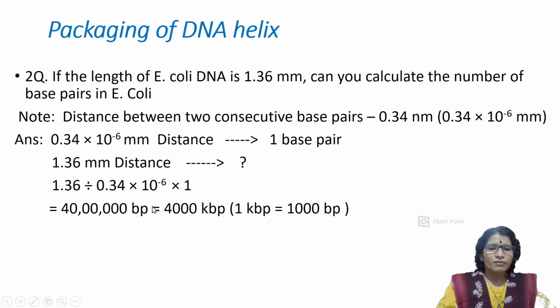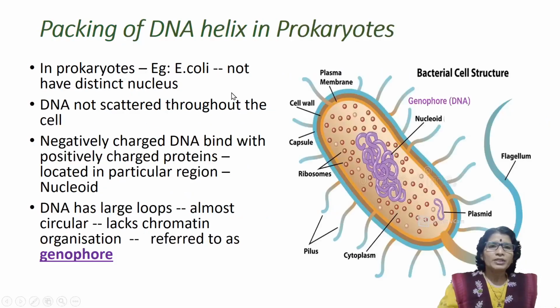When these 40 lakh base pairs are converted into kilo base pairs, 4000 kilo base pairs, because 1 kilo base pair is equal to 1000 base pairs. In this way, the Escherichia coli bacteria length is 1.36 mm. In this length, how many base pairs are present? 4000 kilo base pairs are present. And now, packaging of the DNA helix in prokaryotes. Prokaryotes, best example, bacteria, Escherichia coli here.